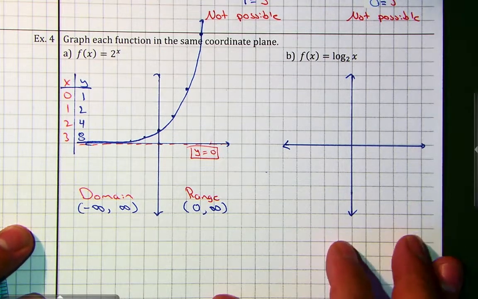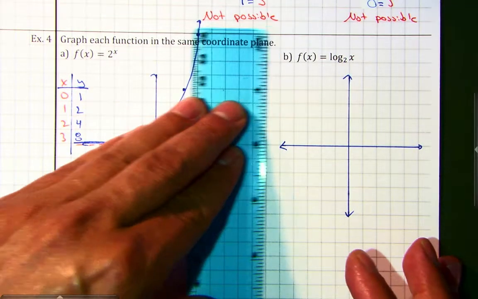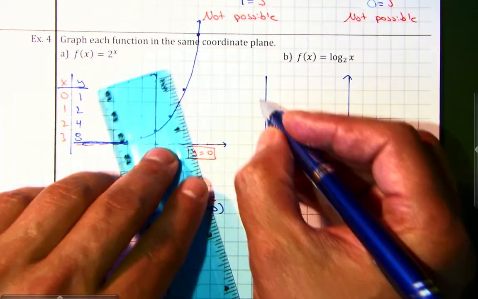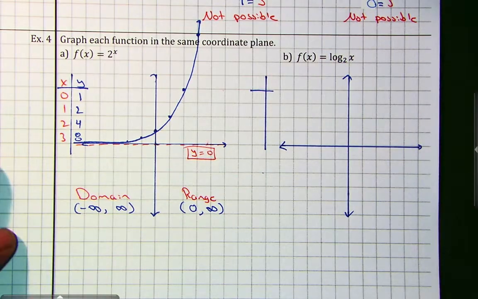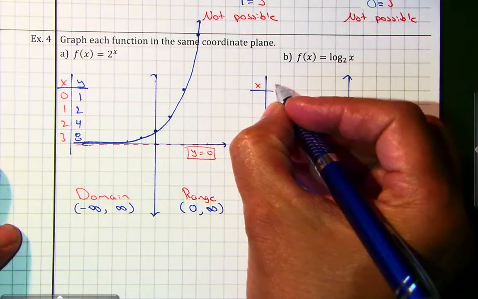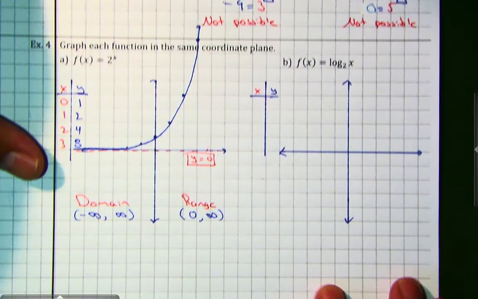Now let's graph the log. I'm going to make a quick table of values. Once again, I'm going to plug in a few points, not too many. I'm going to plug in values for x, will give me back values for y. And we want to be able to think about some of the properties that we covered.